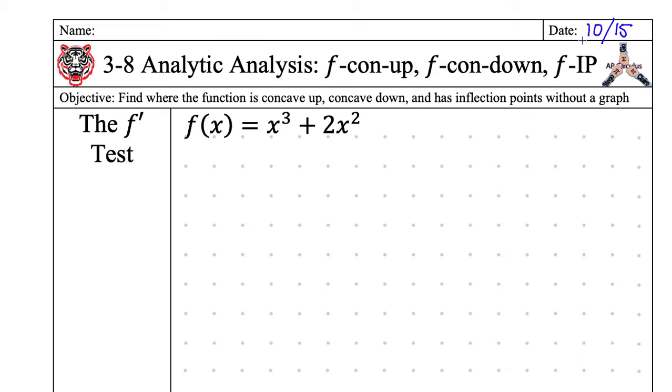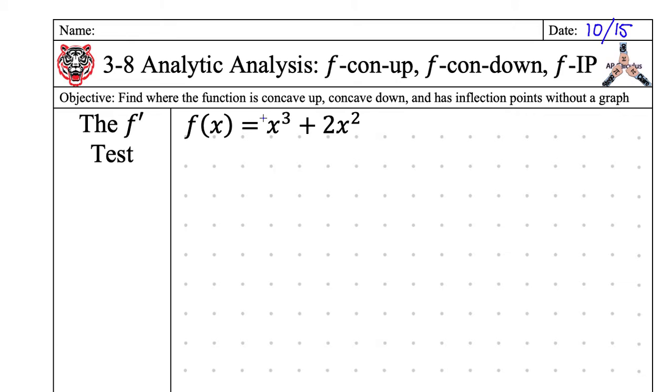Analytic analysis. It is our final lesson of the entire unit, which means tomorrow is a self-check. Today we're talking about concave up, concave down, and inflection points. Our objective today, who wants to read it? Find where the function is concave up and concave down and has inflection points without the graph. There it is. All right, so a review of the first derivative test, the f prime test.